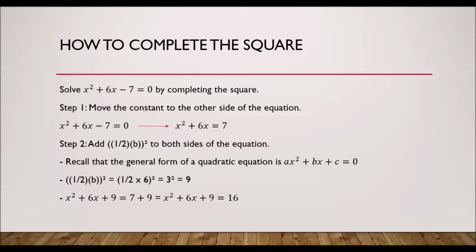To do this, we add the square of 1/2 b to both sides. Remember that in the general form of a quadratic equation, your b will be the coefficient in front of the middle term, usually x. Here, my b is 6. Dividing that by 2 gives me 3, and squaring that gives me 9. I add 9 to both sides of the equation to get x squared plus 6x plus 9 equals 16.